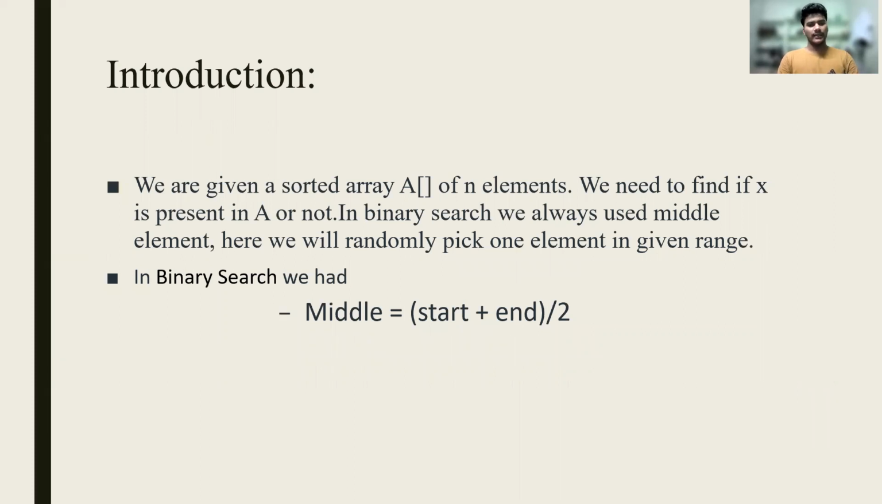We are given a sorted array a of n elements. We need to find whether x is present in a or not. In binary search we always find the middle element. Here we will randomly pick one element in the given range. See the difference between binary search and randomized binary search. In binary search, we generally take a pivot, the middle value, which is the average of start and end. But in randomized binary search, we take the value randomly between start and end. So that is the main difference.